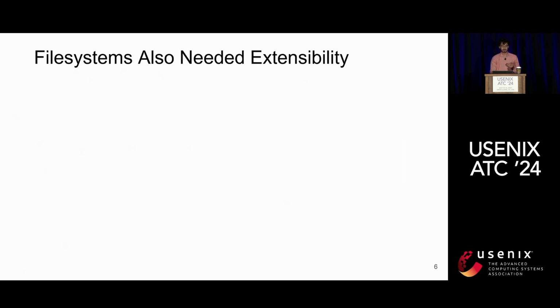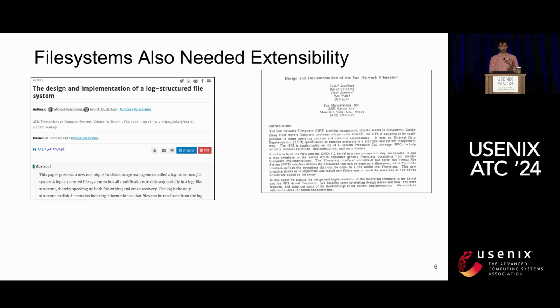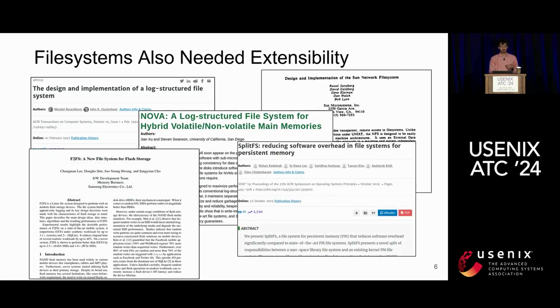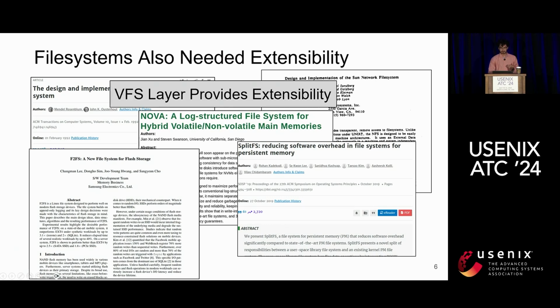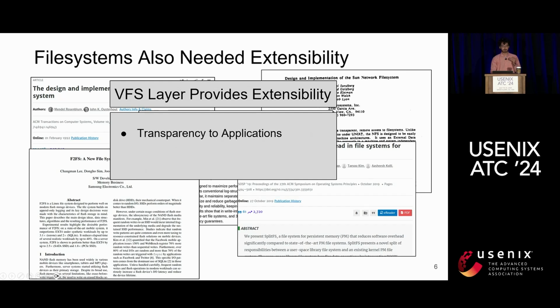So to guide our design, we looked at other places in the kernel that provide extensibility, like file systems. The file system interface in Linux is incredibly extensible. Different file systems exist that support different hardware and policies. The VFS layer is what provides this extensibility. It makes the choice of file system transparent to applications. Applications don't care what file system it's on top of, they just use the standard interface to access files.